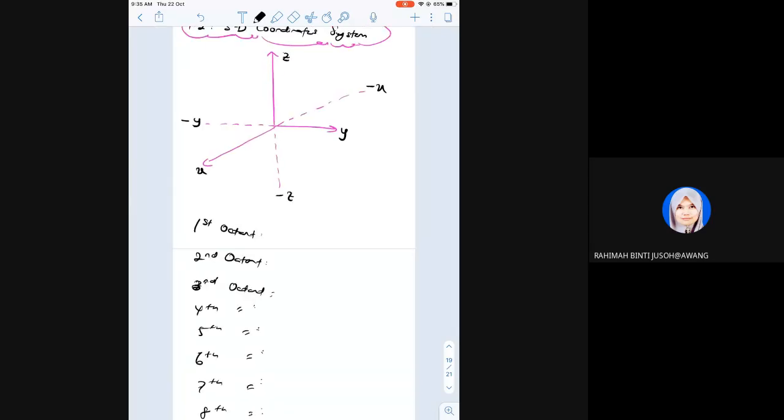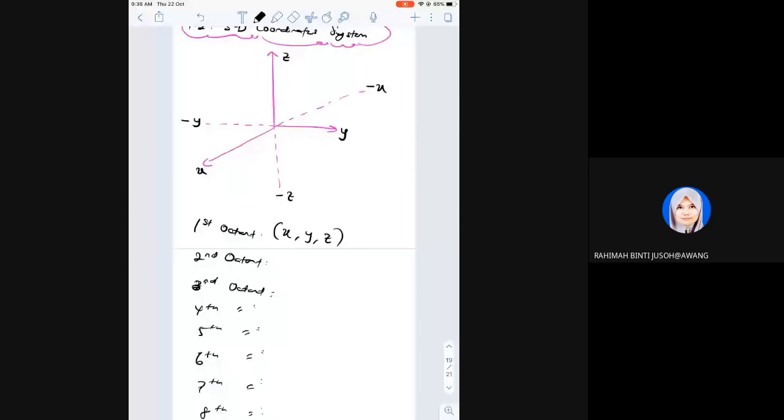So now first octane. First octane, it must be at the front. So when we said that it's at the front, means X is positive. Okay, at the front. And it must be on the right. So on the right means Y positive. Okay, and then it must be on the upper part, bahagian atas, above. So it should be positive Z. So that's the coordinate for first octane.